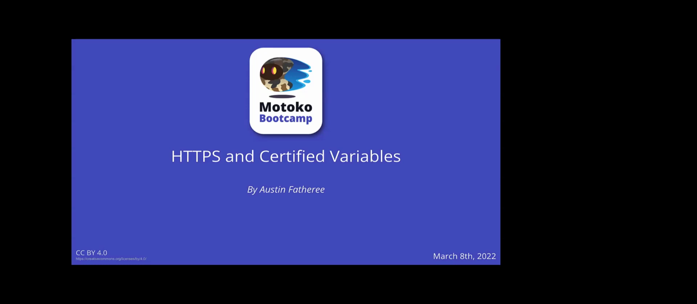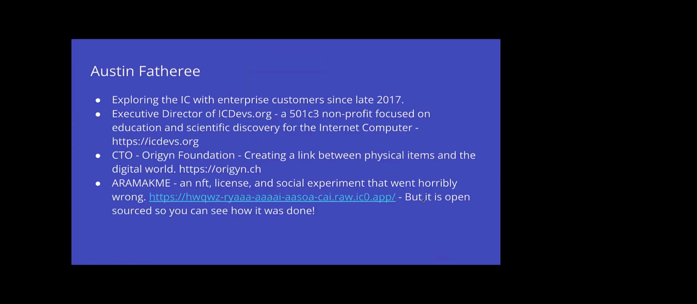My name is Austin Fatheree. I do a few too many things. I just want to give a brief introduction to myself. I've been exploring the IC ecosystem with enterprise customers since late 2017, which is, it only was released last year. So I was recruited to help launch a company that was going to use DFINITY back in 2017 when we thought they were going to launch. And so it took a while for that to actually happen. But in that interim time, I spent a lot of time talking to the DFINITY engineers and really trying to understand what the system was going to be about. And then once the system launched, I started programming it and trying to use it.